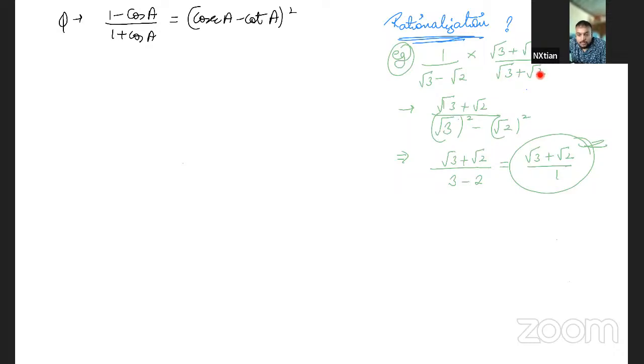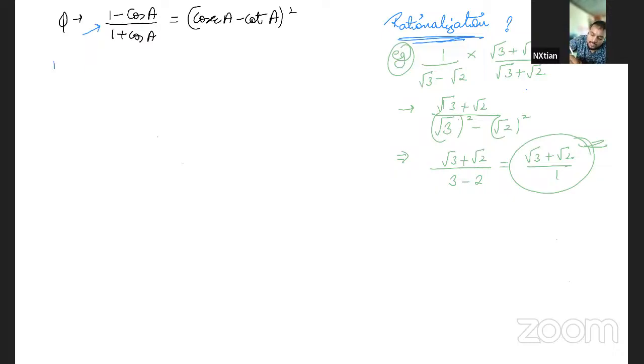So what will you do? It becomes a square minus b square. Now a square means root 3 square, b square means root 2 square. Now the square of root 3 is 3, the square of root 2 is 2, so 3 minus 2 is 1. So I make the denominator 1. This is called rationalization. Okay. Understood? Now in the same way, we have to do the rationalization of this.